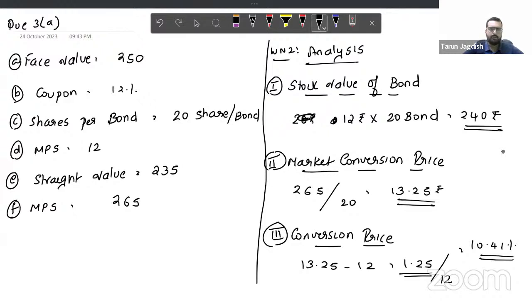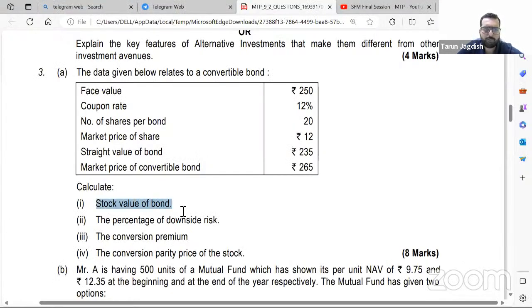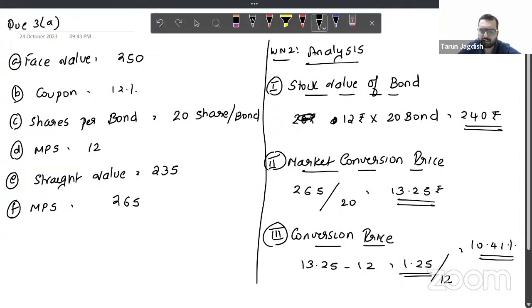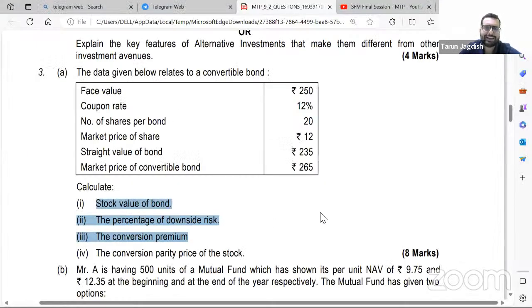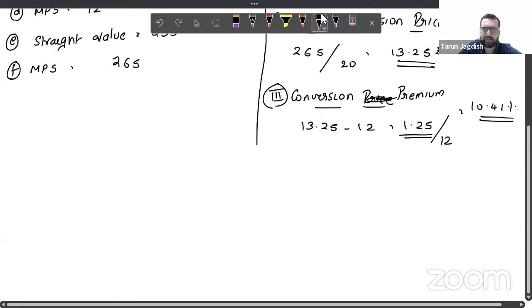All right, friends. I believe you're all done with this part. Let's check what they are asking over here. Stock value of the bond, done. Percentage of downside risk, we have to do. Conversion premium is what we have already got over here. It's not conversion price, it is conversion premium. Then what are they asking? Conversion parity price. This market price is also called the conversion parity price. So only one more thing we have to find out, percentage of downside risk.